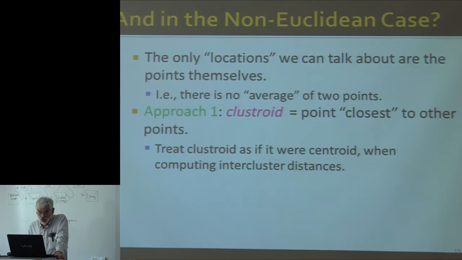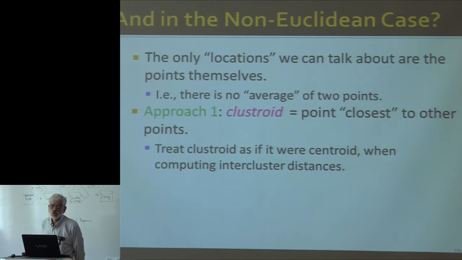Again, there are many definitions of the clustroid, but one possibility I put up here is that it's the point that is closest to the other points. That is, the point whose maximum distance to another point in the cluster is a minimum. Now, you can use the clustroid as if it were the centroid. That is, you represent a cluster in a non-Euclidean space by the clustroid and how many points it represents.